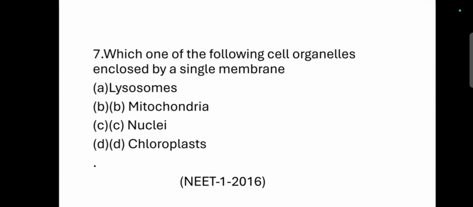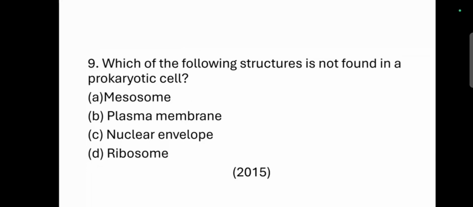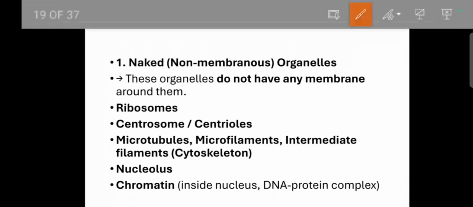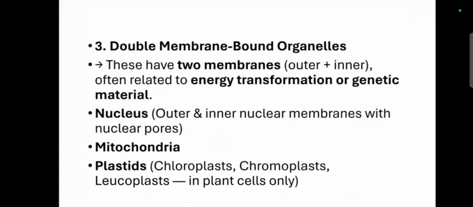Now we see the seventh one. Which one of the following cell organelles is enclosed by a single membrane? From this question we have to see this information. The first one is the non-membranous organelles, the second one is the single membrane bounded organelles, and the third one is the double membrane bounded organelles.